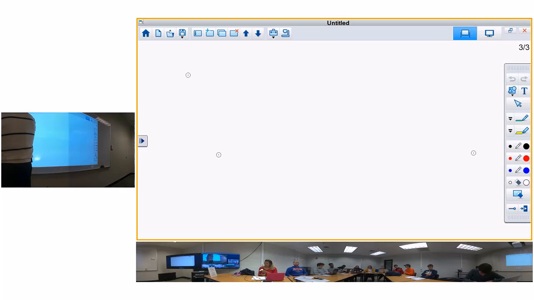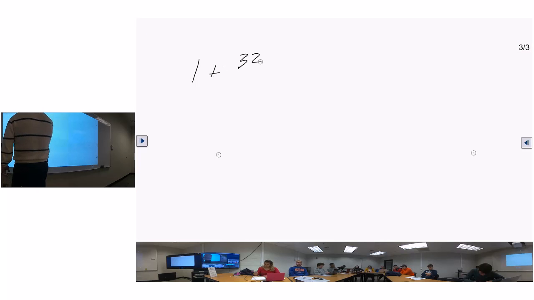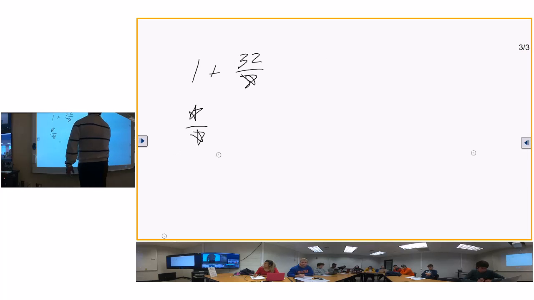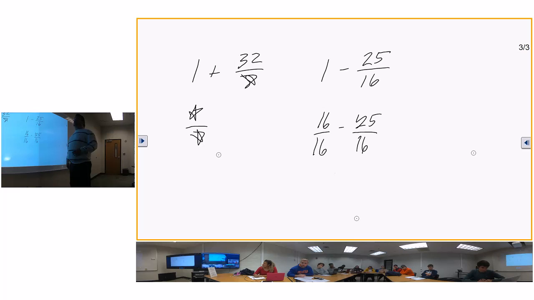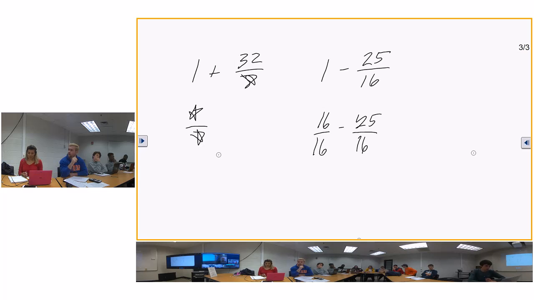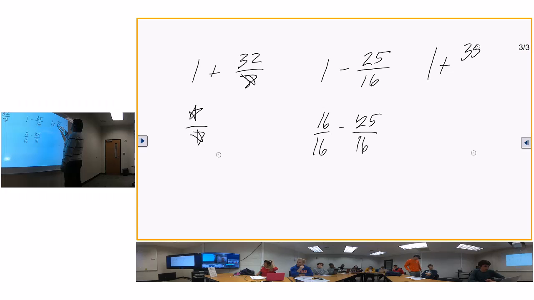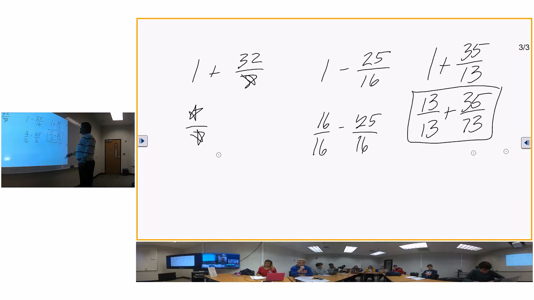Anytime you've got 1 plus 32 over star, I have to change this to star over star. If I've got 1 minus 25 over 16, I have to change this to 16 over 16. I cannot add or subtract a fraction unless I have a common denominator. And with 1 plus 35 over 13, I have to change this to 13 over 13 to do this.